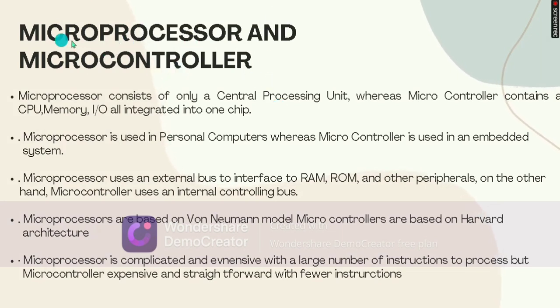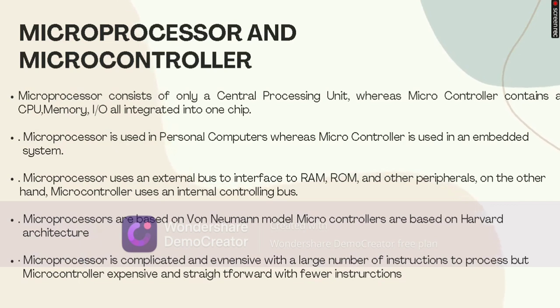So next we can see about microprocessor and microcontroller. Both microprocessors and microcontrollers are used in embedded systems, but they serve different purposes. Microprocessor consists of only a CPU, whereas microcontroller contains a CPU, memory, input-output, all integrated into one chip. Microprocessor is used in personal computers, whereas microcontroller is used in embedded systems. Microprocessor uses an external bus to interface RAM, ROM, and other peripherals. On the other hand, microcontroller uses an internal controlling bus.